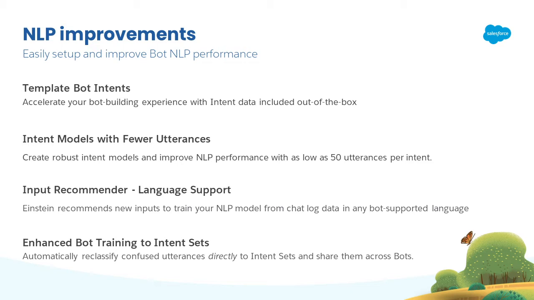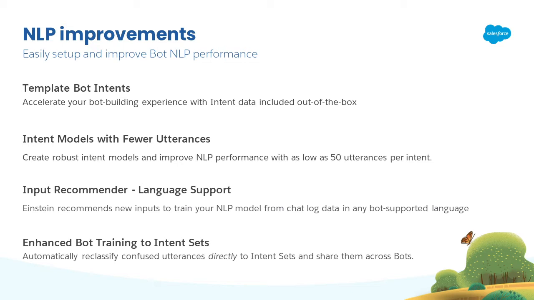Let's begin with Template Bot Intents. Last release, we delivered the ability to create a bot from a working template that you could deploy live to your customers in minutes instead of starting from scratch. Now, those template bots are more intelligent with dialogues enabled with NLP. Next, we've enhanced our NLP engine to support a lower number of utterances per intent, from 150 down to only 50 utterances as a baseline to get started with NLP. So now you can create intents with even fewer training data.